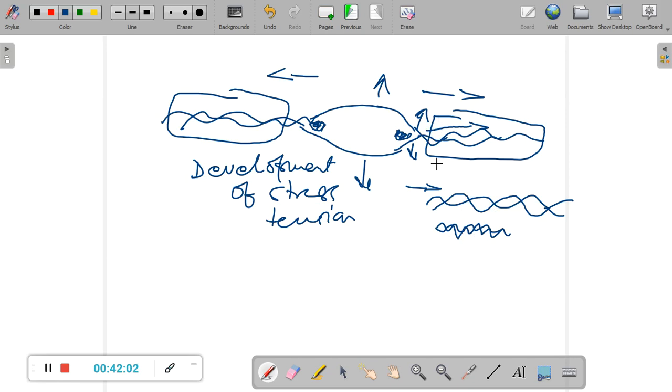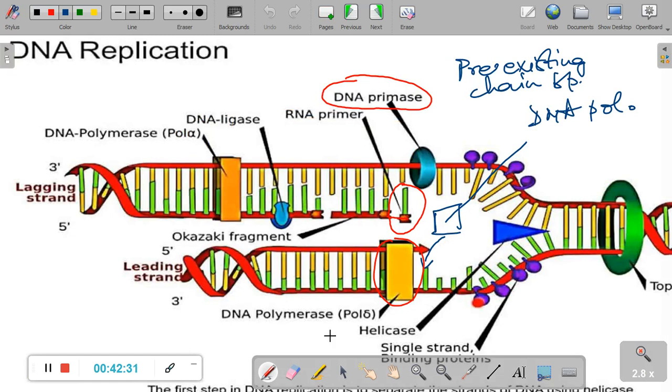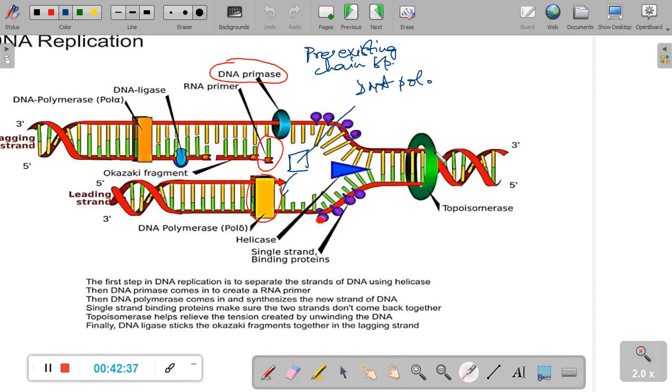So this is called topological stress caused by supercoiling. And why is supercoiling happening? Because the helicase is ripping apart the two antiparallel strands and creating tension in the paired up strands in front of it. Right. So there is another enzyme which is called topoisomerase, and we'll have to look at it in a diagram, so let's go back to this particular diagram here. There is this enzyme right here in the image. This is called topoisomerase, and what this enzyme does is release this tension that is caused in the strand in the front.